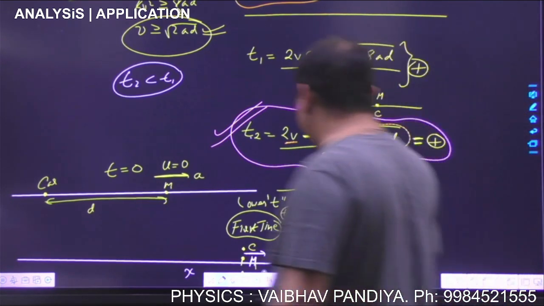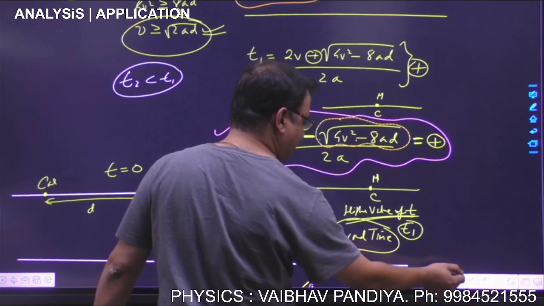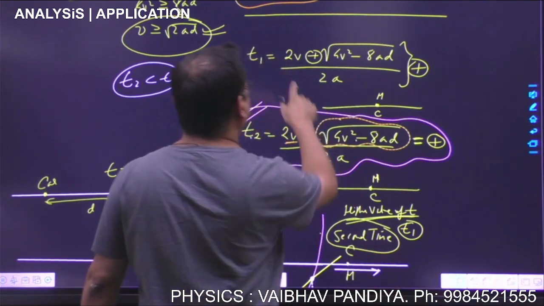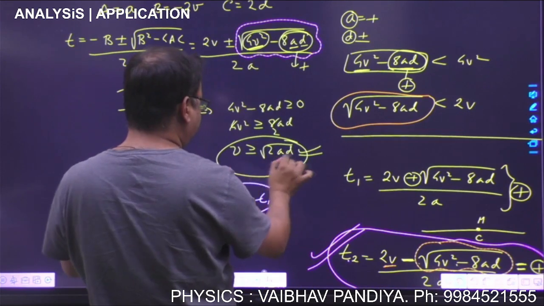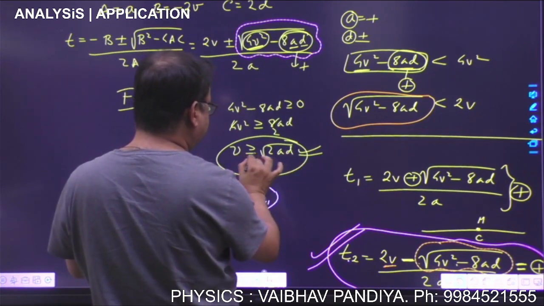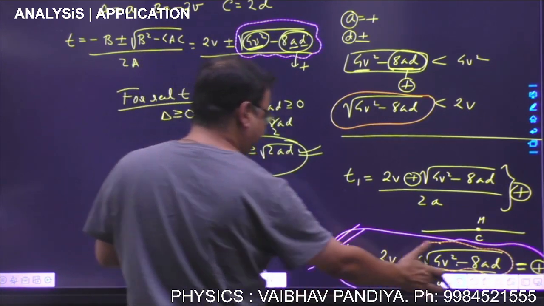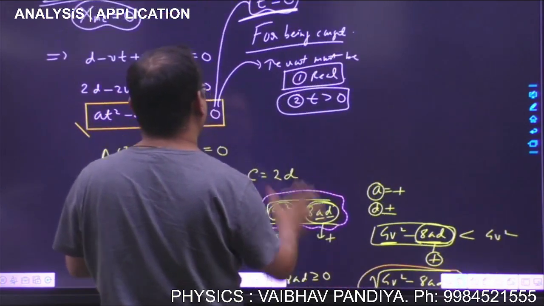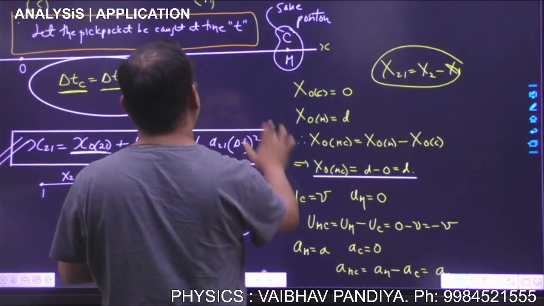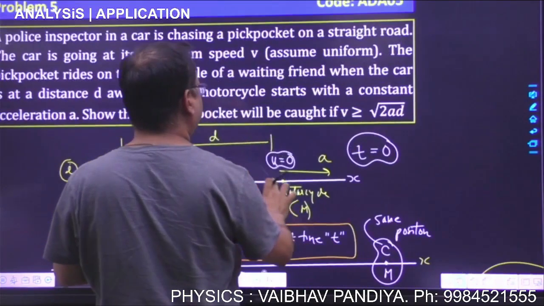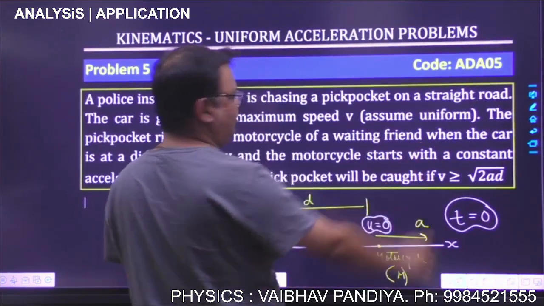So both the times are coming positive, so positive time is not making any difference here. The only thing we have to check is that the root must be real, and for this we are getting only this condition: v is greater than or equal to root of 2ad. And this we have to prove, correct? So see, the proof came that the motorcyclist or pickpocket will be caught if v is greater than or equal to root of 2ad. Got it?